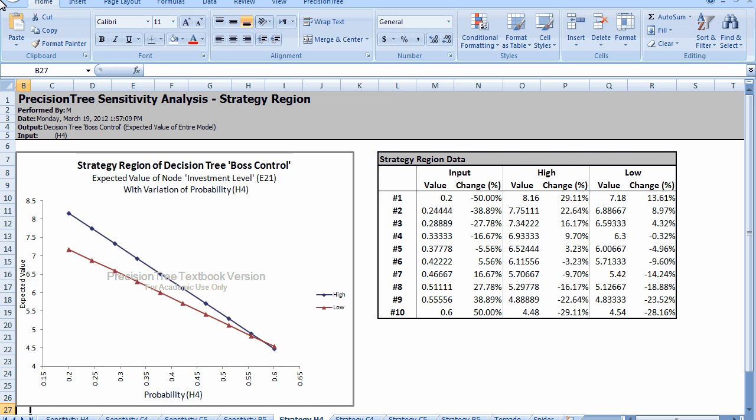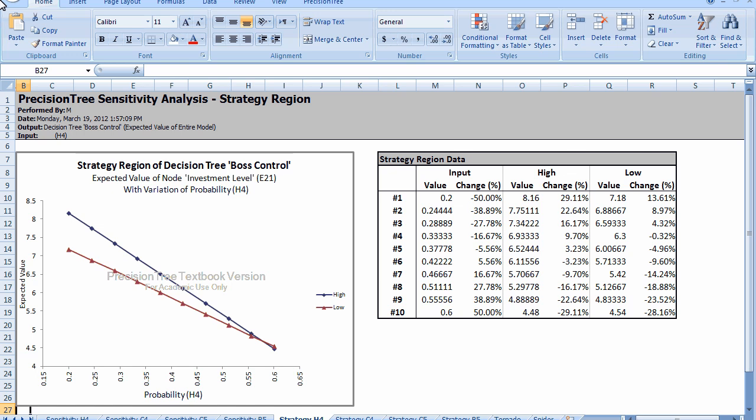At the ninth data point, when the probability is now 0.555, the expected value for the high investment is 4.88 million, and the low investment is almost the same, but slightly lower at 4.83 million. When we get to the last data point, with a probability of 0.6, the expected value for the high investment is 4.48, and now the low investment is $4.54 million, which is 28% less than 6.32.